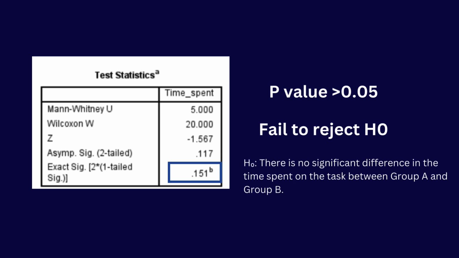These results suggest that there is no statistically significant difference in the time spent on the task between group A and group B. The difference in median time between the two groups could be due to random variation rather than a true difference in their distributions.